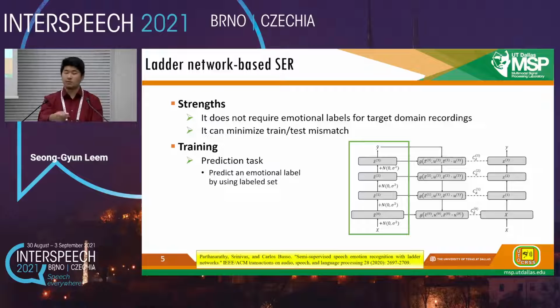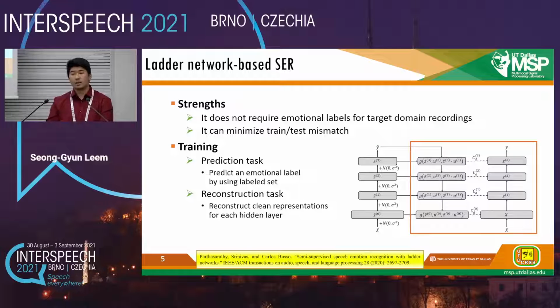How can they do that? So the model is simultaneously trained on two different tasks. The first task is the prediction task. In this task, the encoder predicts the emotional label of the labeled dataset. To regularize the prediction, they add arbitrary Gaussian noise to each hidden layer.